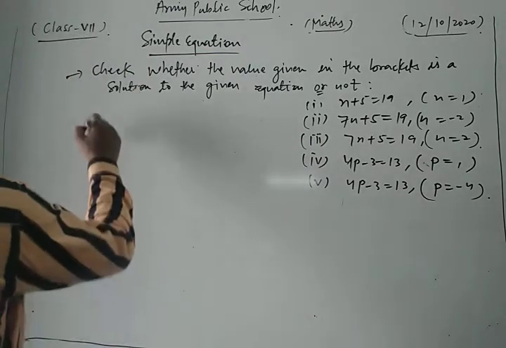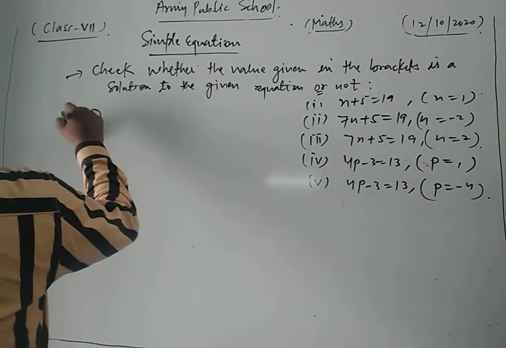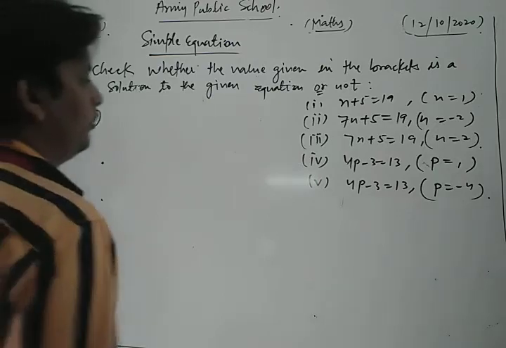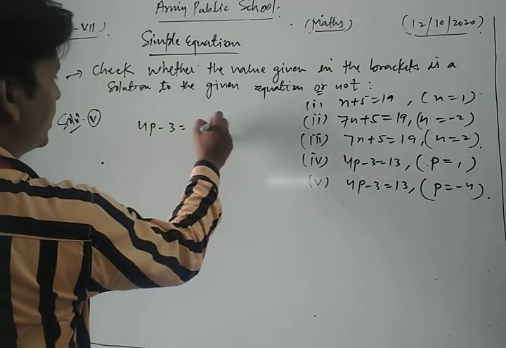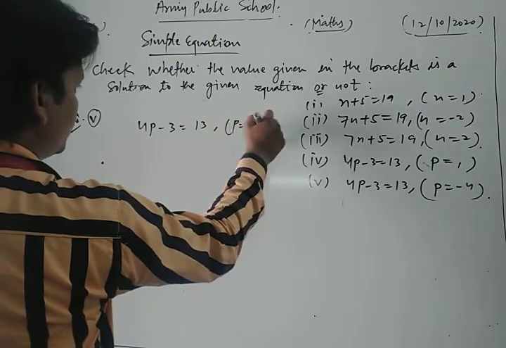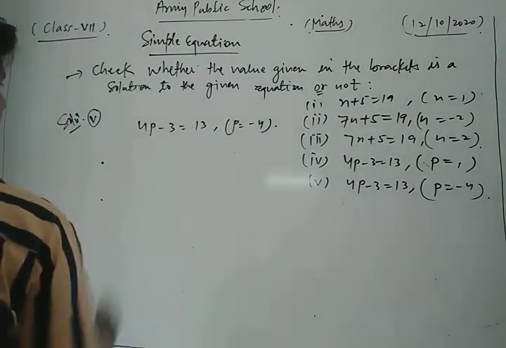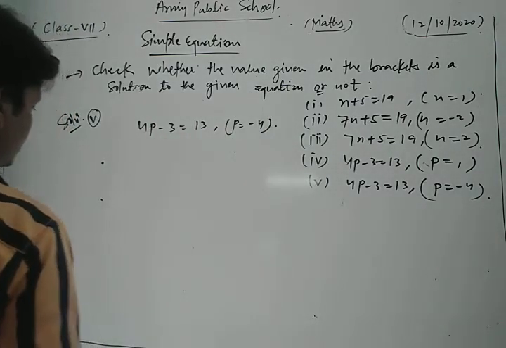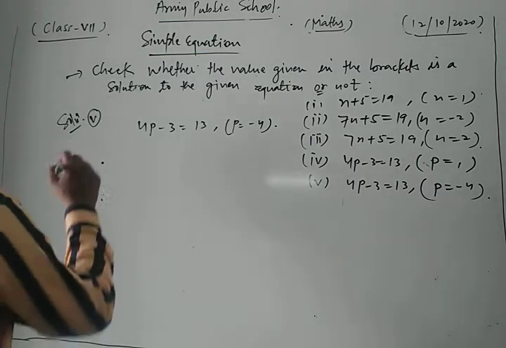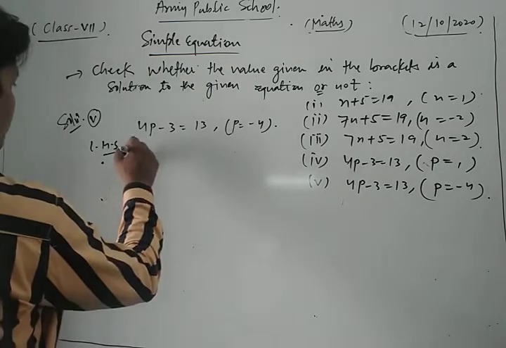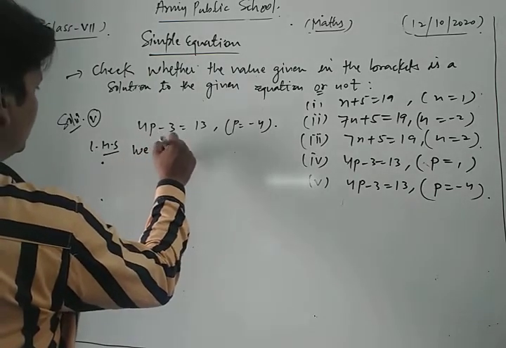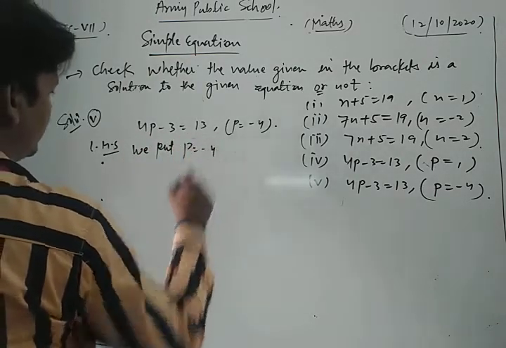Let us take the last part of this question and solve it. We get 4p minus p is equal to 13, and p is equal to minus 4. Now we take the left hand side. Now we put p is equal to minus 4.